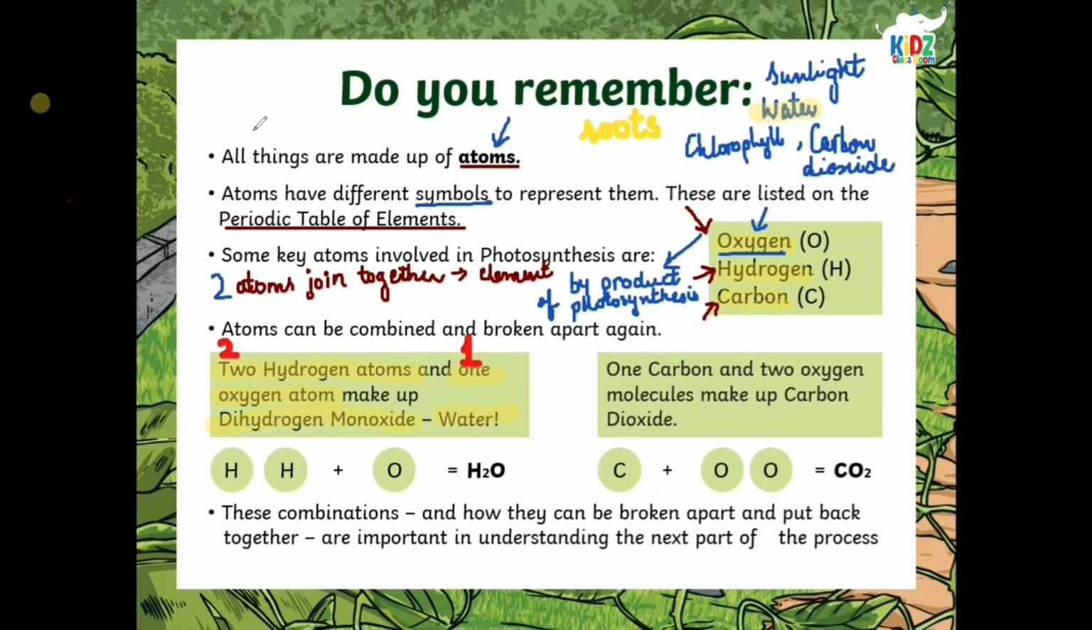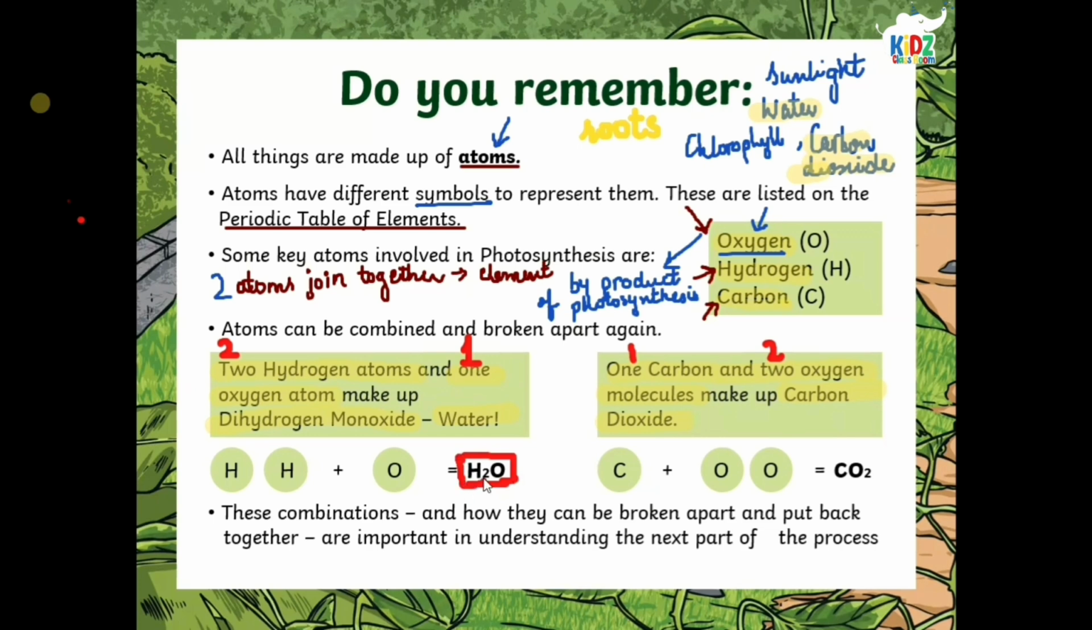And what else? We have one carbon and two oxygen atoms, which make up carbon dioxide. In the process of photosynthesis, we also require carbon dioxide. Where do we get it from? From the air, from the atmosphere. In total, we have one, two, three atoms: one of carbon and two of oxygen, and they make up carbon dioxide.